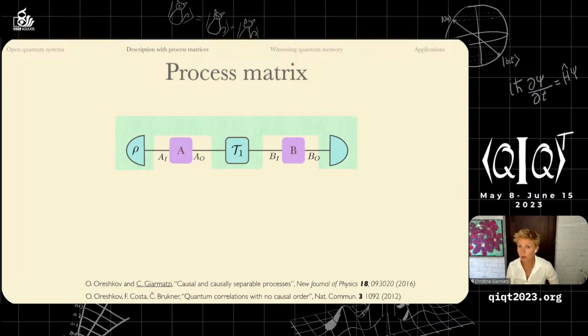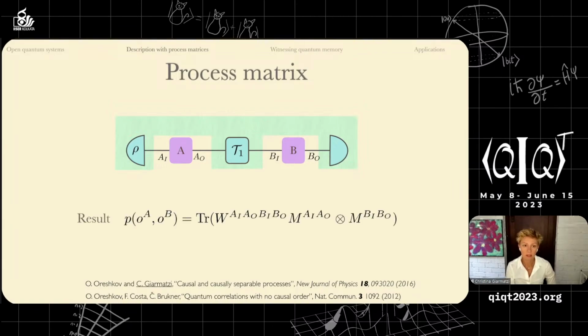In order to probe this process, you inject measurement stations at point A and at point B. AI is the input of A and AO is the output of A, BI input, BO output. The whole process matrix formalism was developed by Oreshkov, Costa and Brukner, and we later developed it into more parties.